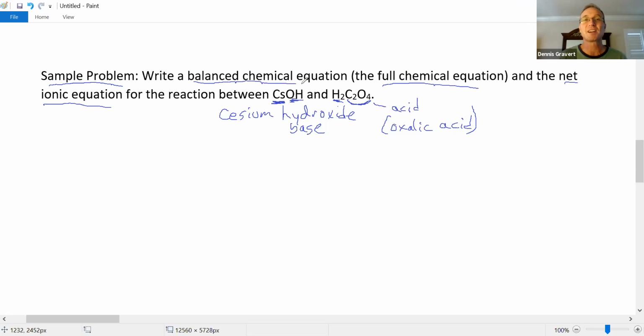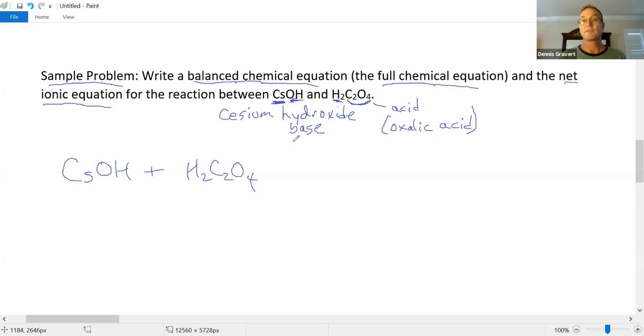Write the balanced chemical equation. Okay, so that's going to need some reagents, and we're told what they are. CsOH and, oh, let's write it down, CsOH and H2C2O4.